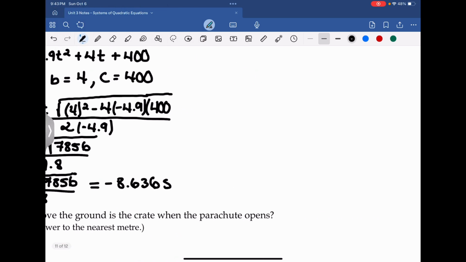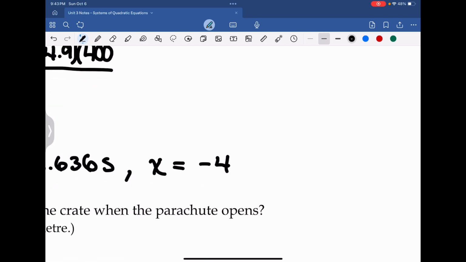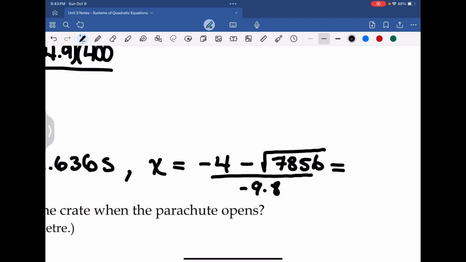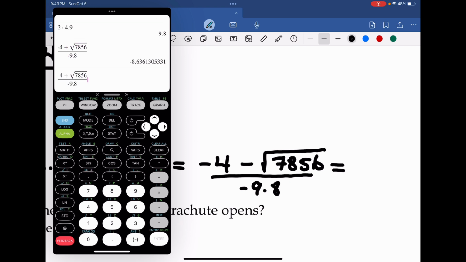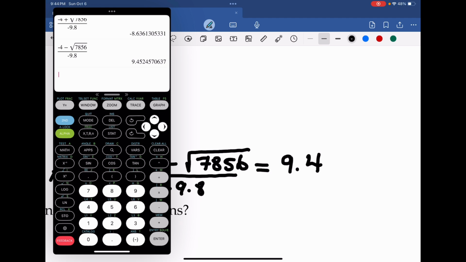Now for our other one, let's make sure we write it out here. Our other case scenario was when X is equal to negative 4 plus, or no, in this case it's the minus, the square root of 7,856 divided by the negative 9.8. We take the exact same thing as above, we're just going to swap the sign here. So I'm going to go up, delete out our positive and make it negative, keeping the negative in front. This is going to give us 9.45, and there is a decimal of 2 after.